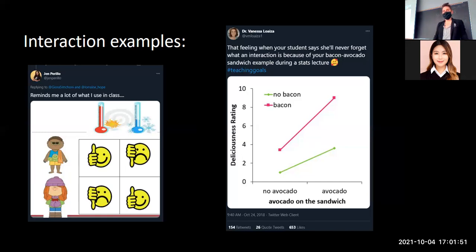And in this case, to get the most out of it, you just include both. So again, either one of these can be expressed by saying the relationship between deliciousness and x1, bacon, depends on x2, avocado. Or the relationship between deliciousness and x2, avocado, depends on x1, bacon. Okay, so this one really is just dichotomous and dichotomous predictors.